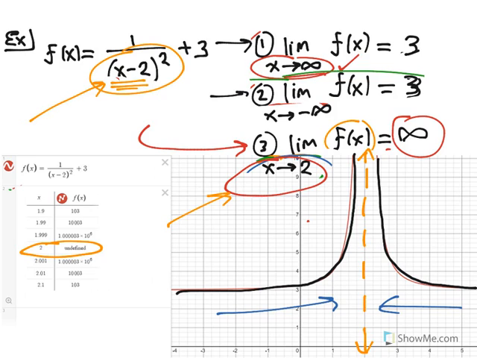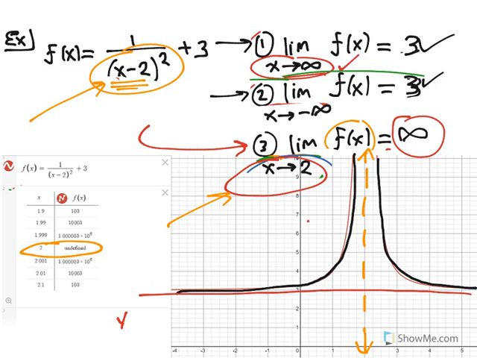So in the first two cases, we had limits at infinity, and the limits at infinity gave us a horizontal asymptote for the graph, and the horizontal asymptote was the line y is equal to 3. And in the third case, we had an infinite limit, and the graph gave us a vertical asymptote at x is equal to 2.